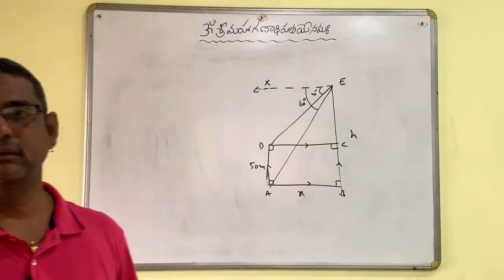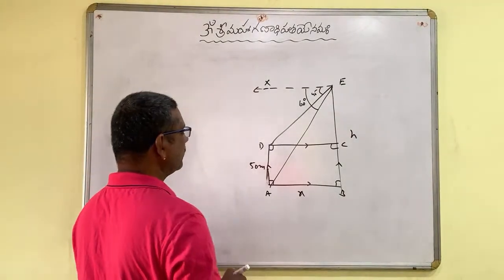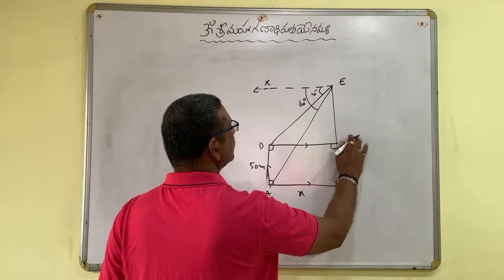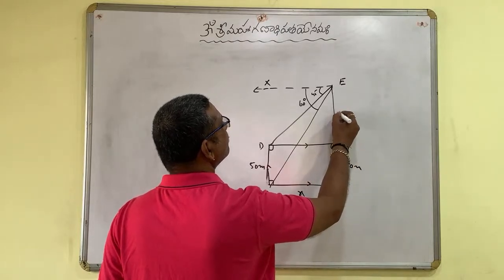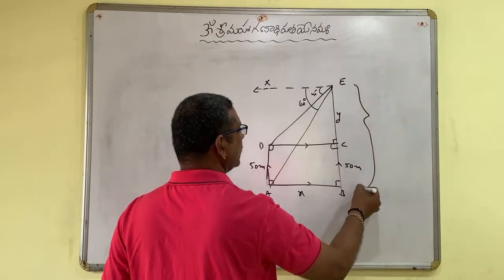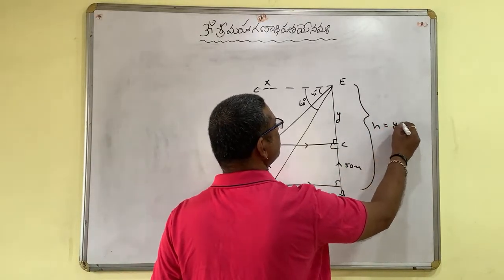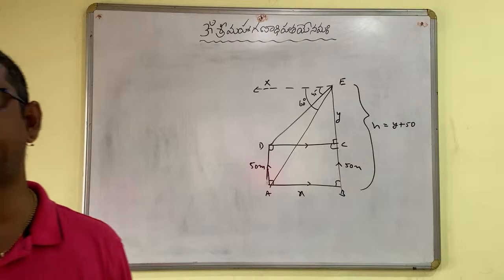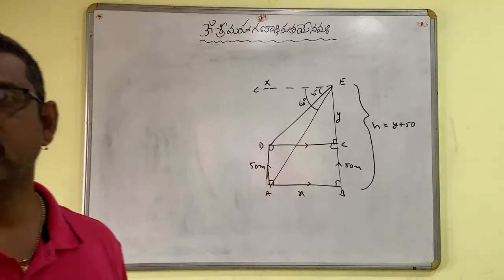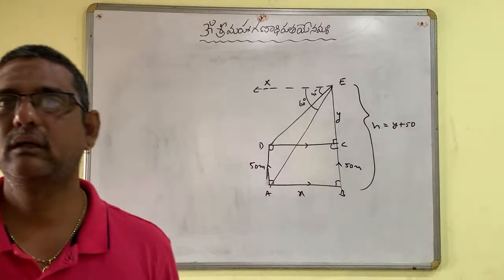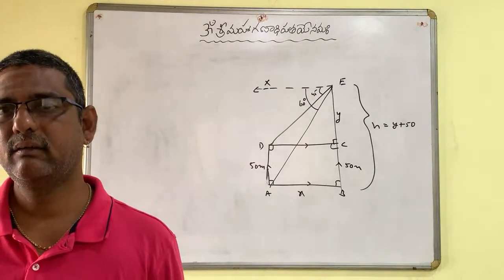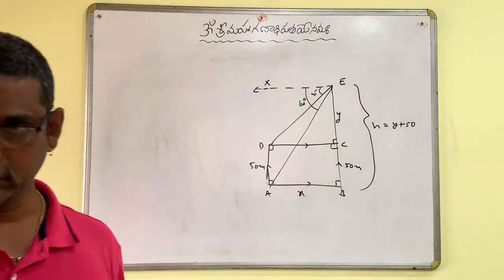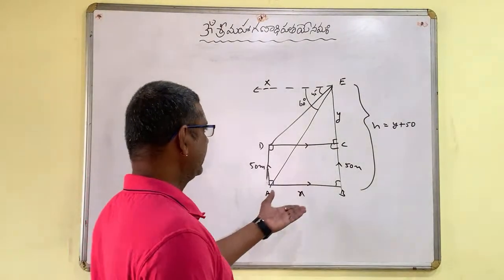Okay? We know that in a rectangle opposite sides are equal, so this is 50, this is also 50. And this will be y, and this total is h, which is equal to y plus 50. So we need to calculate the y value so that we can find the height of the tower. We need to find y first so that we can find the height of the tower by adding 50 to it. That is question 1. And question 2, we need to find the base also.